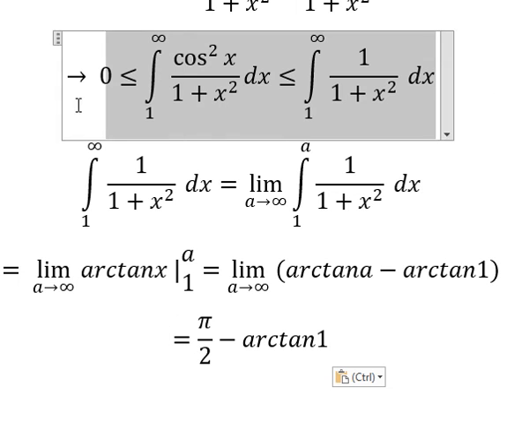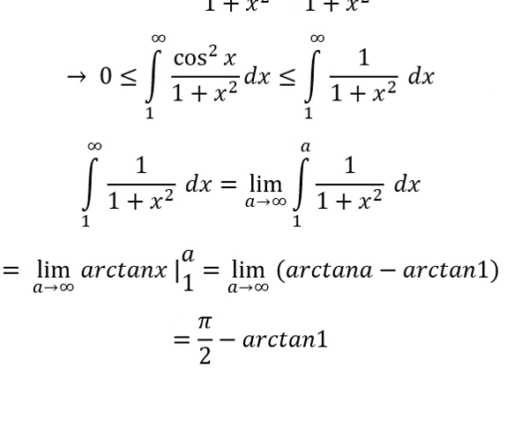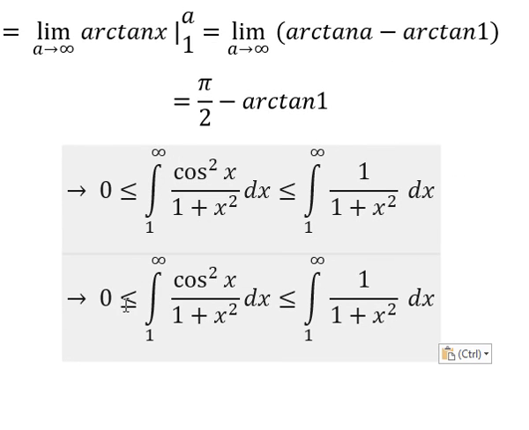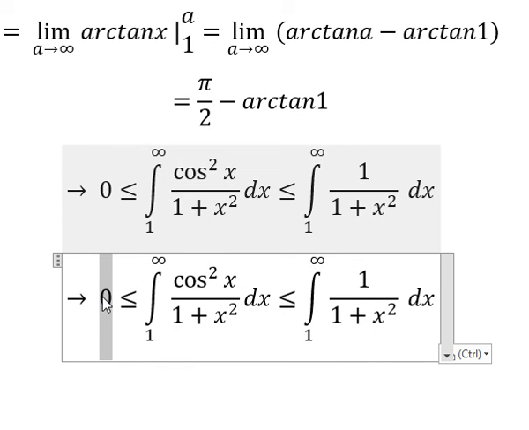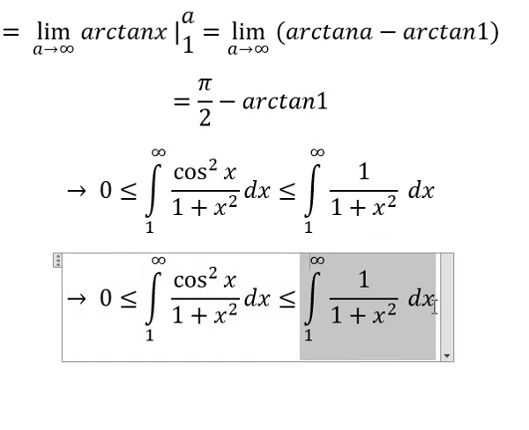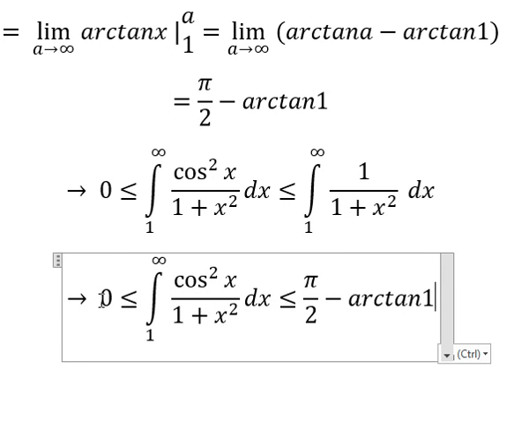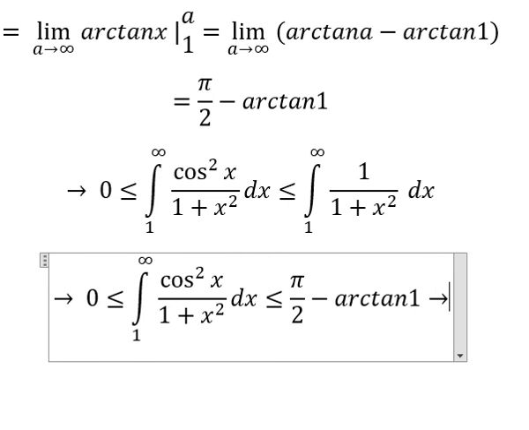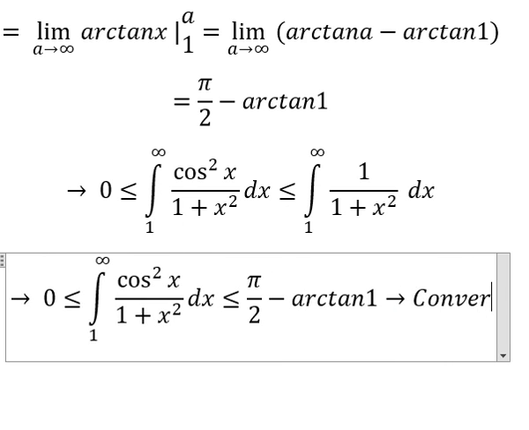So now we go back in here. On the left we have number 0. On the right we have pi over 2 minus arctan of number 1. So we see that the value in here is between this one and this one. So we can say this integration is convergent.